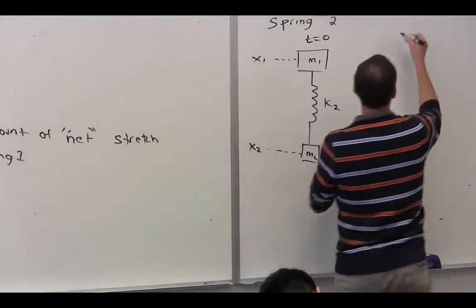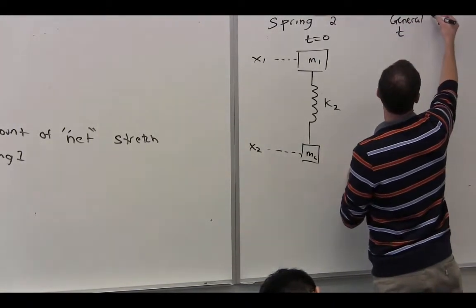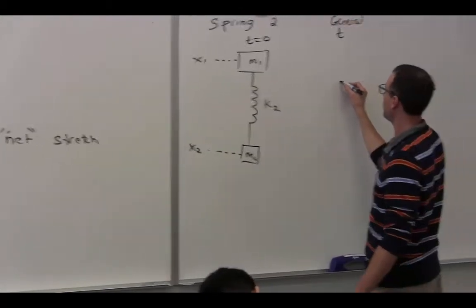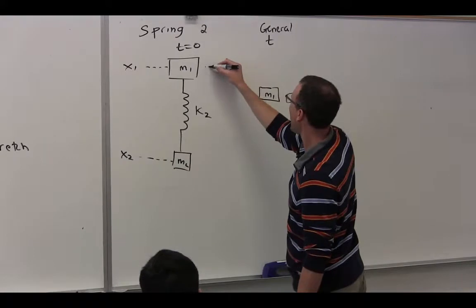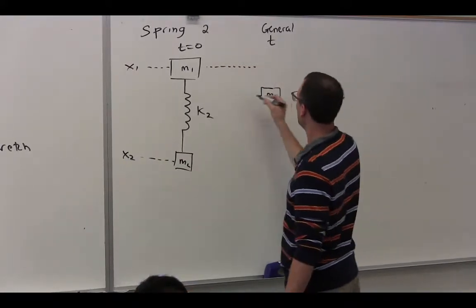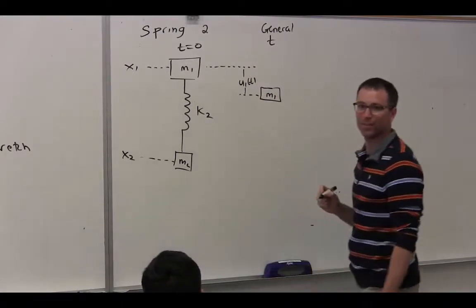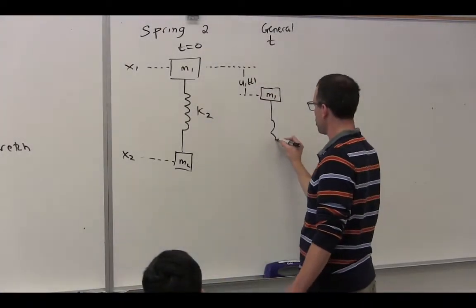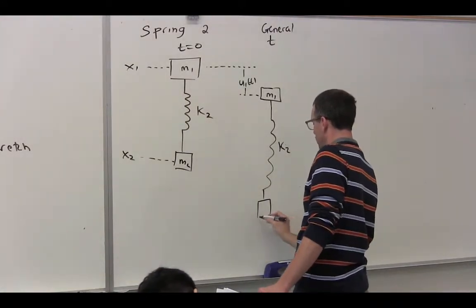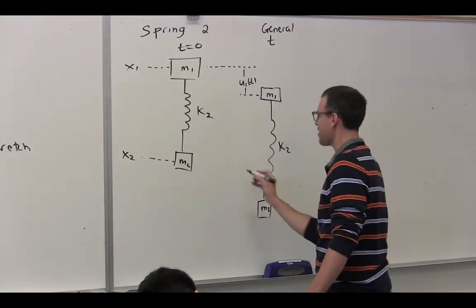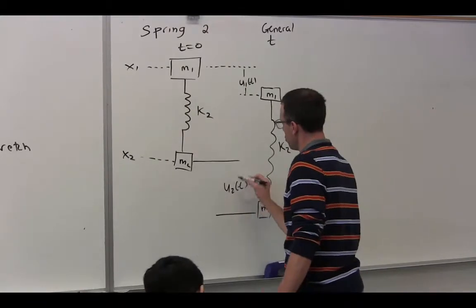And where does that happen? x2. And then when we look at the general t, what happened to mass 1? So mass 1 dropped. By how much did mass 1 drop? The amount that mass 1 dropped was u1 of t, right? And then maybe this thing actually stretched out a little bit. How much did mass 2 drop? Yeah, so this thing dropped u2 of t.